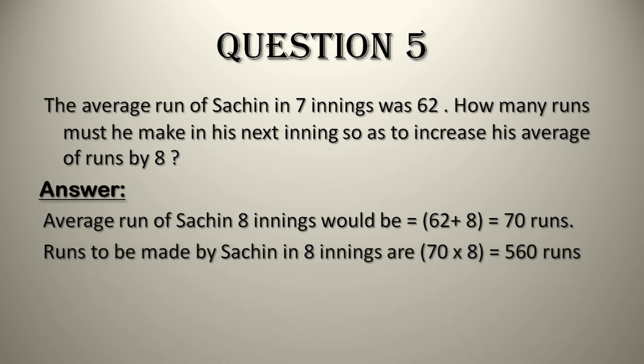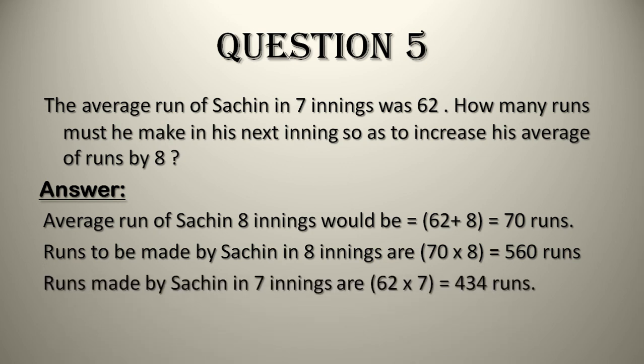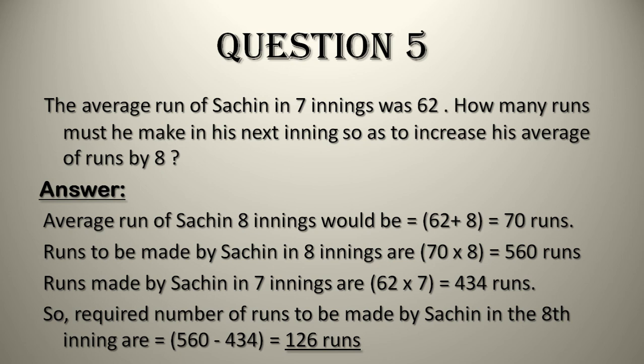So, to take out the total number of runs to be made by Sachin in 8 innings, we have to use the formula of average, that is sum of the observations is equal to average into total number of observations. The total number of runs in 8 innings would be 70 into 8, that is 560 runs. Runs made by Sachin in 7 innings is equal to 62 into 7, that is 434 runs. So, the required number of runs to be made by Sachin in the 8th inning would be 560 minus 434, which is equal to 126 runs.